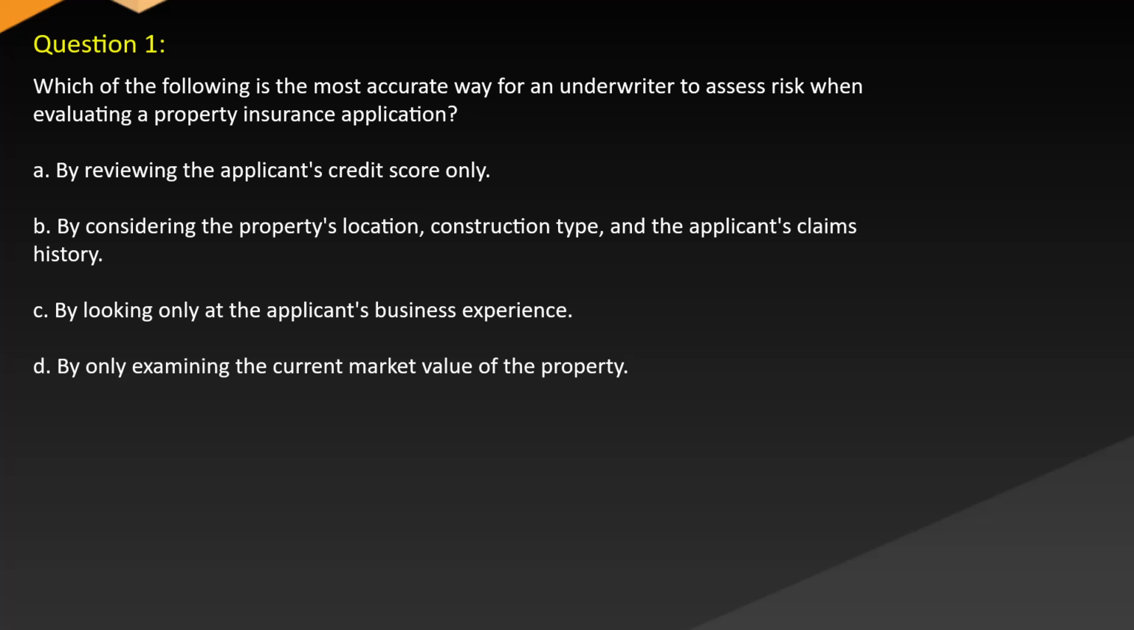Question 1. Which of the following is the most accurate way for an underwriter to assess risk when evaluating a property insurance application? A. By reviewing the applicant's credit score only. B. By considering the property's location, construction type, and the applicant's claims history. C. By looking only at the applicant's business experience. D. By only examining the current market value of the property.